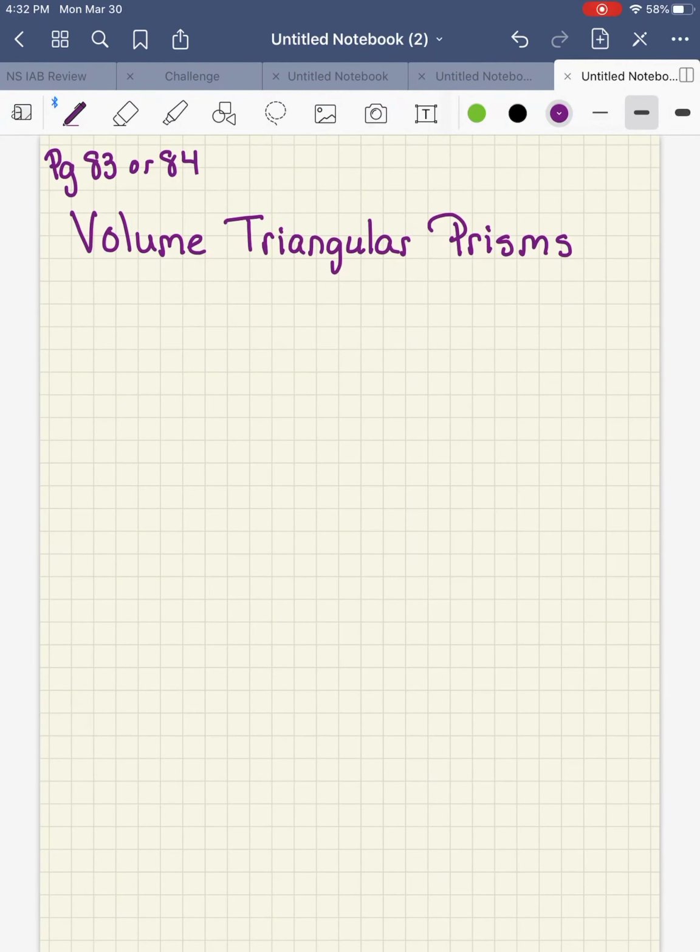Okay, we are back with some notes today. This is volume of triangular prisms. Yesterday we talked about rectangular prisms, and you can take these notes on either page 83 if you still have space, or if you don't have room, page 84. And remember, you can always pause, so you can pause and write and then restart, which is nice.